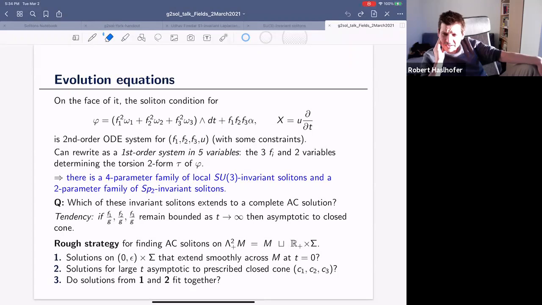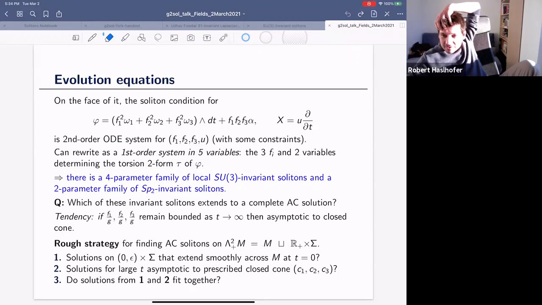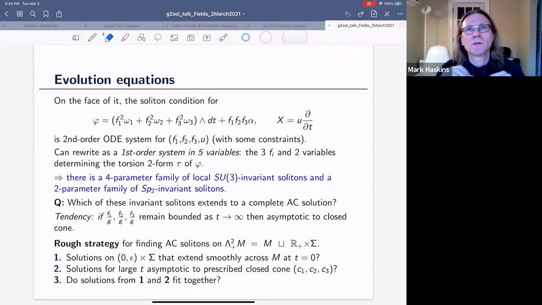So this shrinker from CRMB, do you know if it's unique? Sorry, can you say it again? I'm asking about uniqueness of the shrinker from CRMB. So I believe that it's the unique one on Λ²₊ of F4. I don't know.